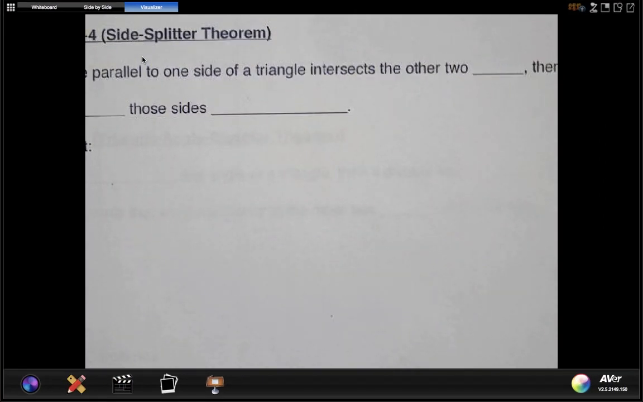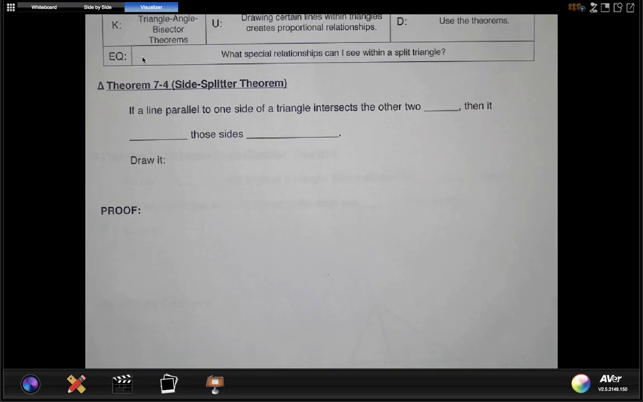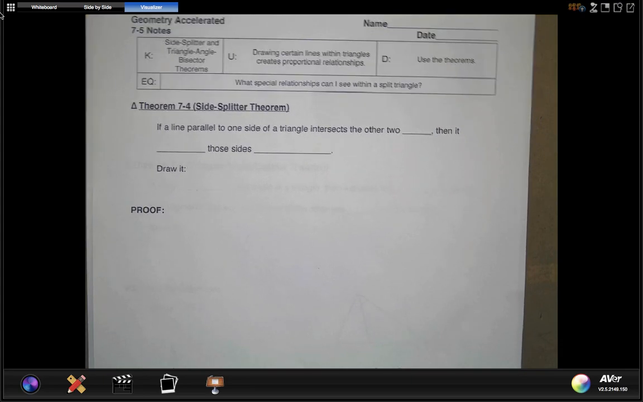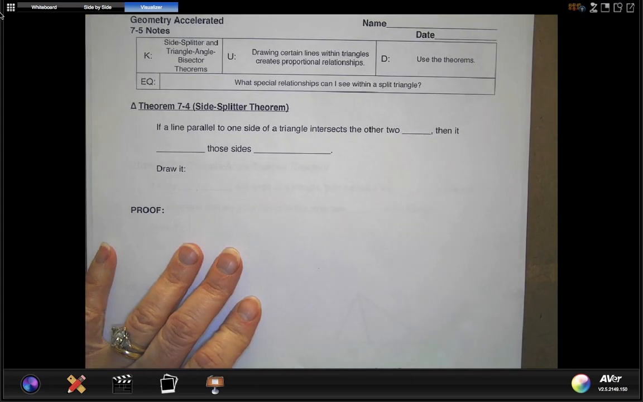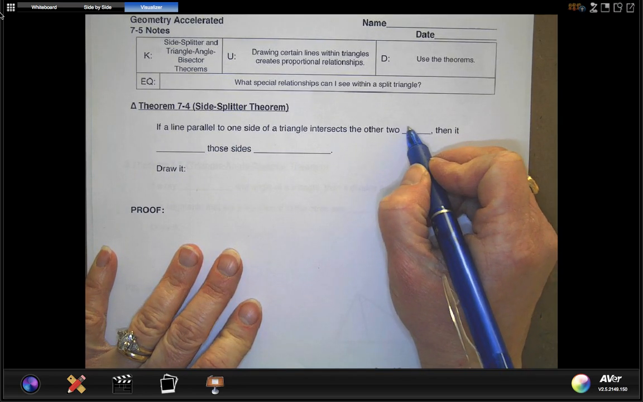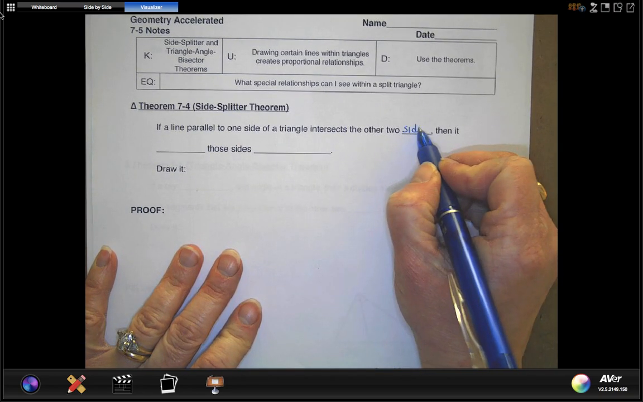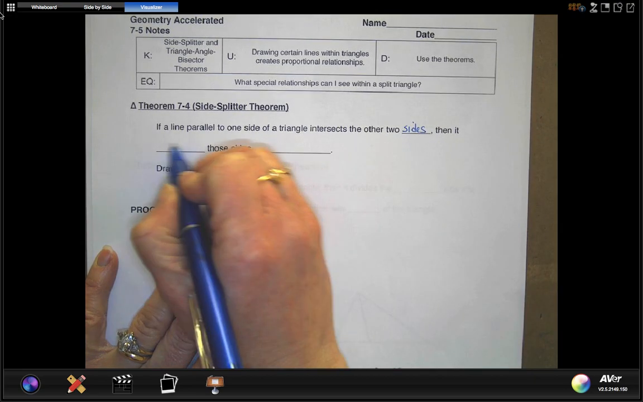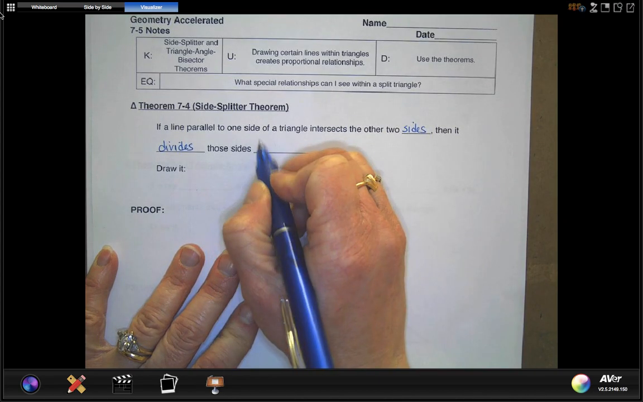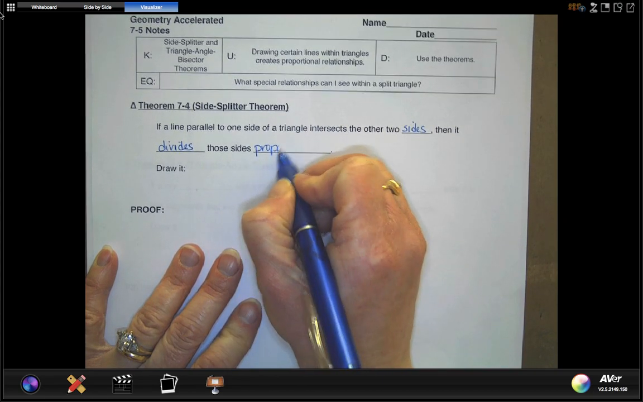Okay, 7.5. So 7.5 is just going to talk about some relationships that we see if we split triangles. All right, so the first theorem says if a line parallel to one side of a triangle intersects the other two sides, then it divides those sides proportionally.